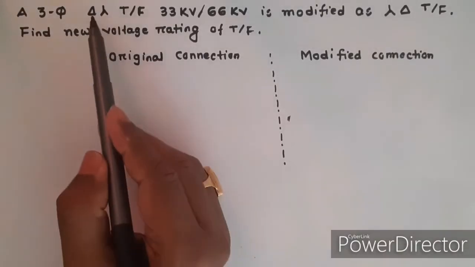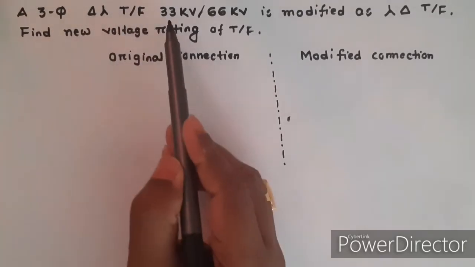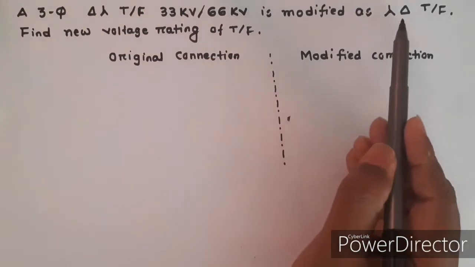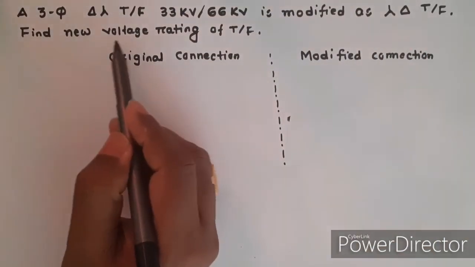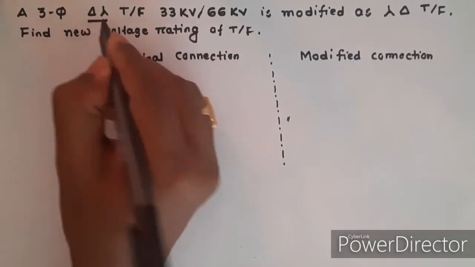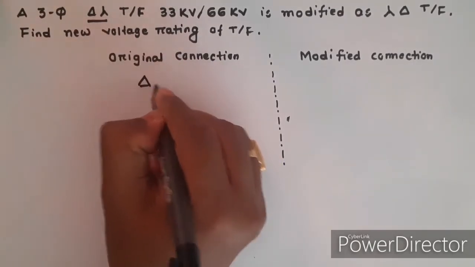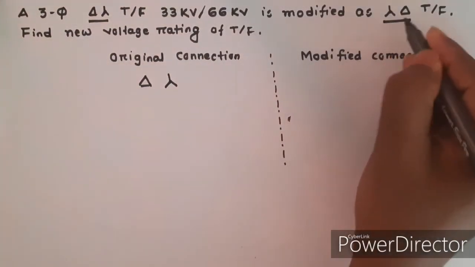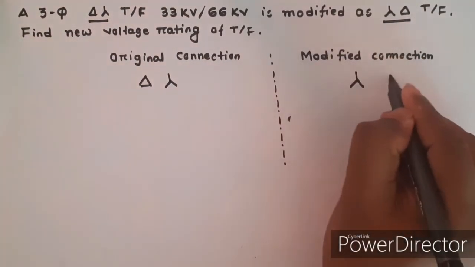A three-phase delta-star transformer 33 kV by 66 kV is modified as a star-delta transformer. Find the new voltage rating of the transformer. The original connection was delta-star. You have to modify it as star-delta.